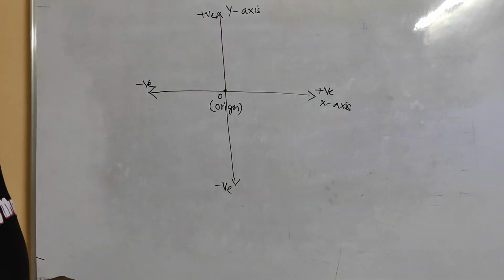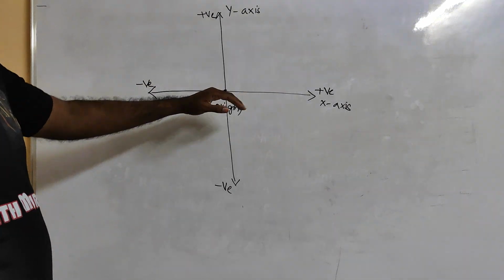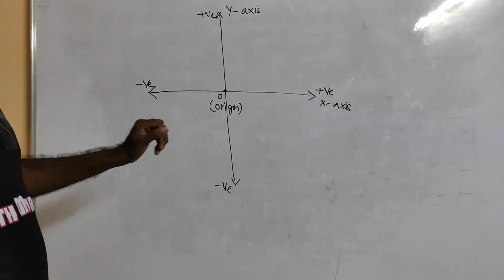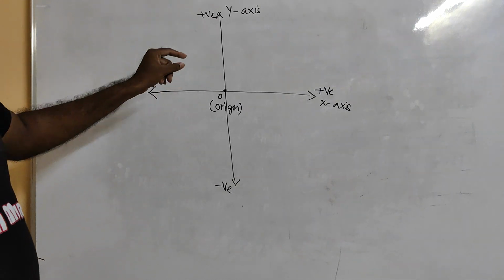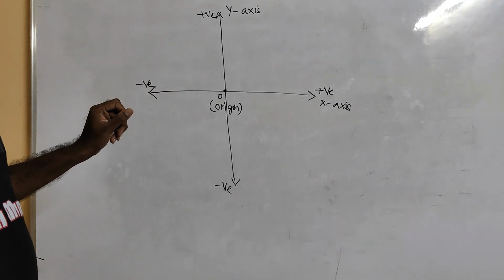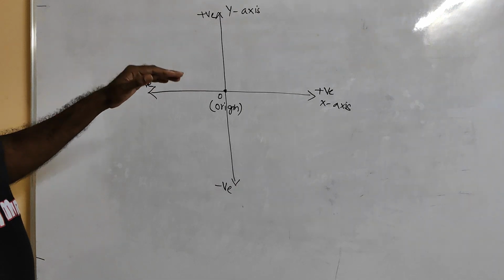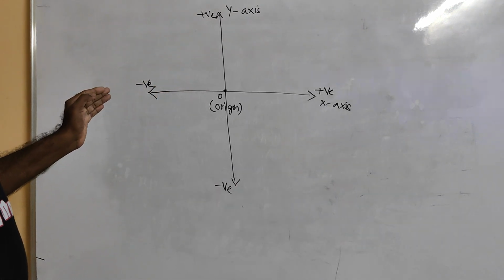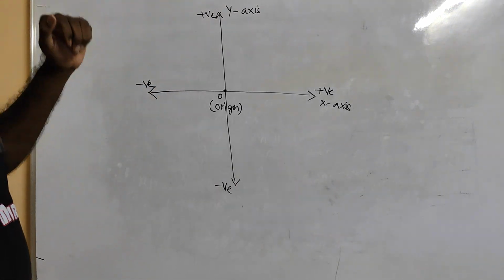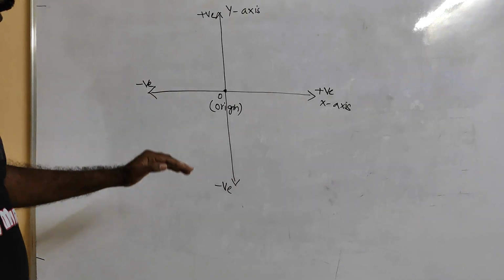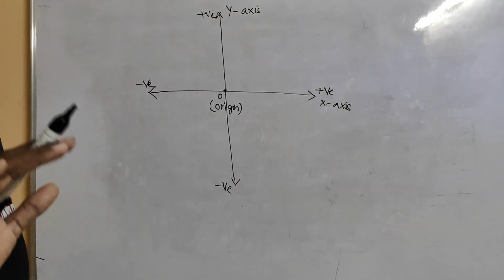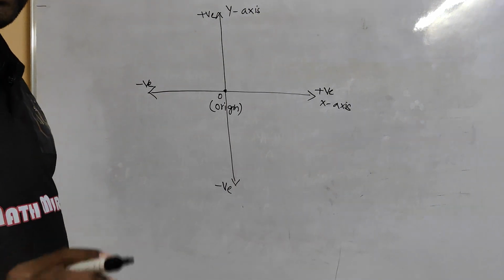Am I clear till here? The horizontal line is called the x-axis, the vertical line is the y-axis. Their meeting point is called the origin. The right side of the origin is positive and the left side is negative. The top of the origin is positive y and the bottom of the origin is the negative y-axis. Till here it is clear.